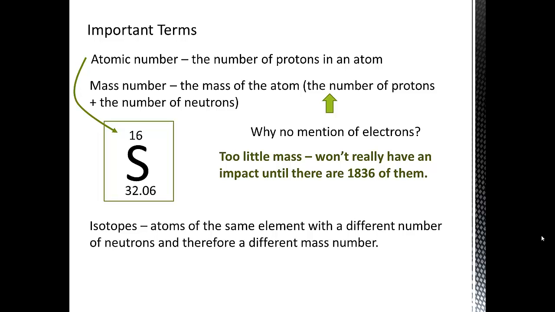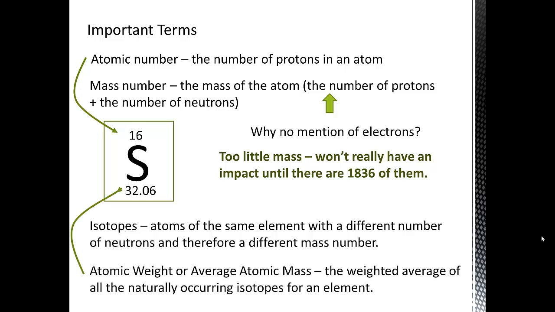Isotopes, again, are atoms of the same element with a different number of neutrons and therefore a different mass number. So we have carbon-12, carbon-13, carbon-14, those are all isotopes of carbon. Since the number of protons can't change, because that's what defines what carbon is, it's the number of neutrons that are changing the mass, because those are the only two things that play a role in the mass of your element. You'll notice the atomic weight that's given to you, though, is not a whole number.